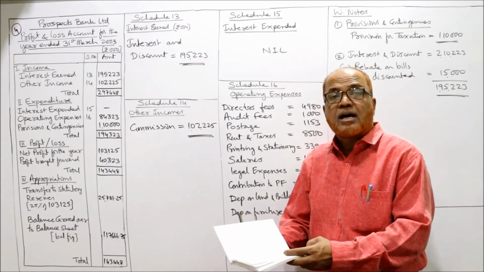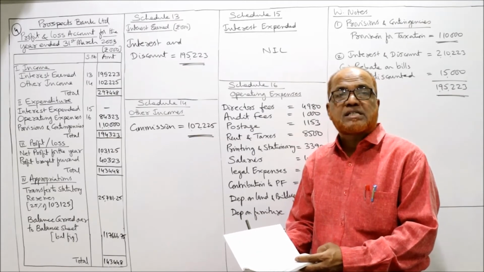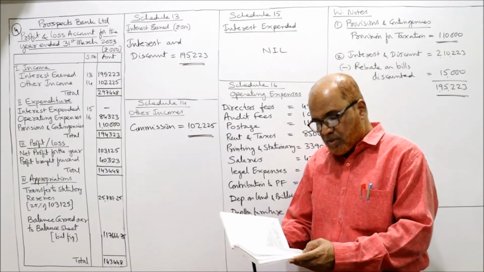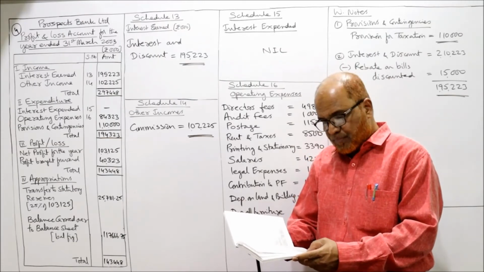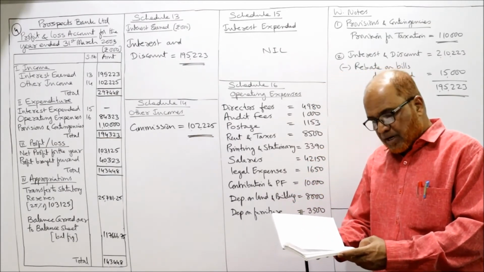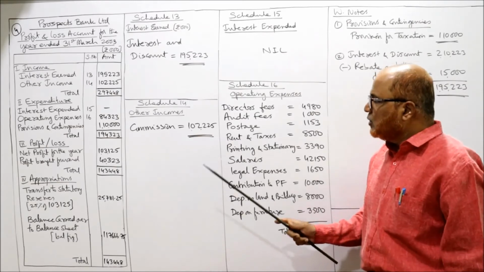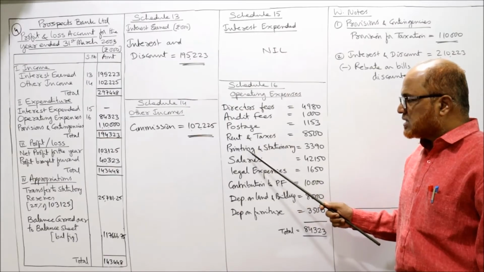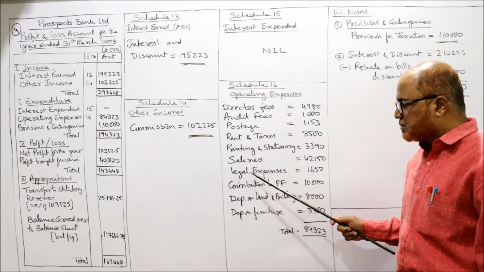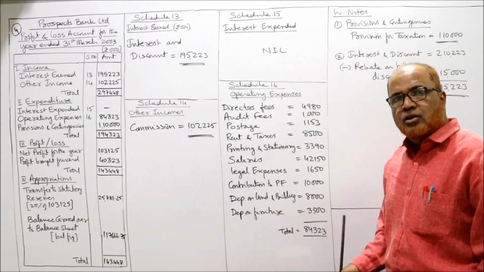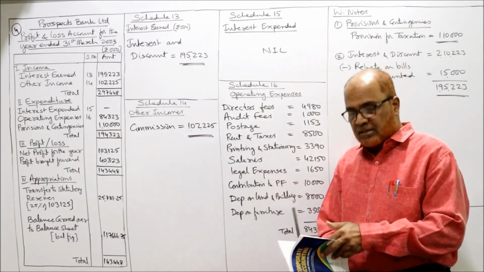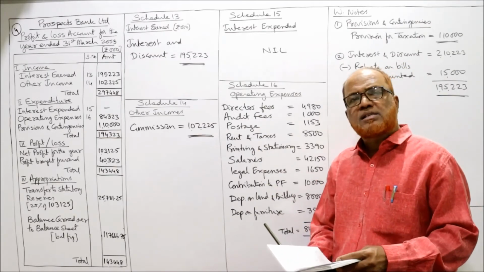You can see all these items will come under schedule number 16, operating expenses. Which are the items? Postage, rent and taxes, printing and stationery, salary, legal expenses, contribution to provident fund. So all the items will come under 16. Now, our trial balance items are over.